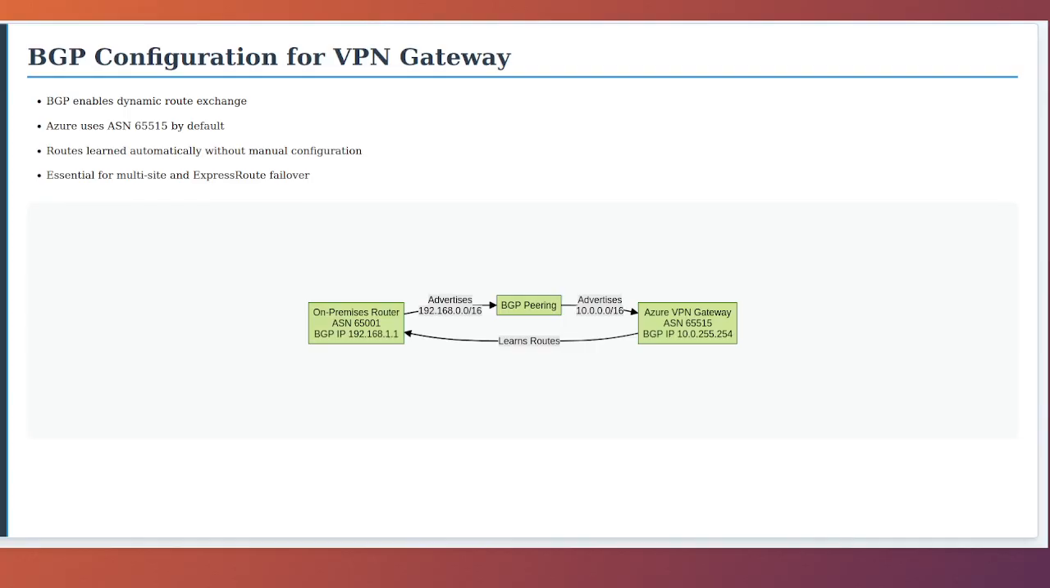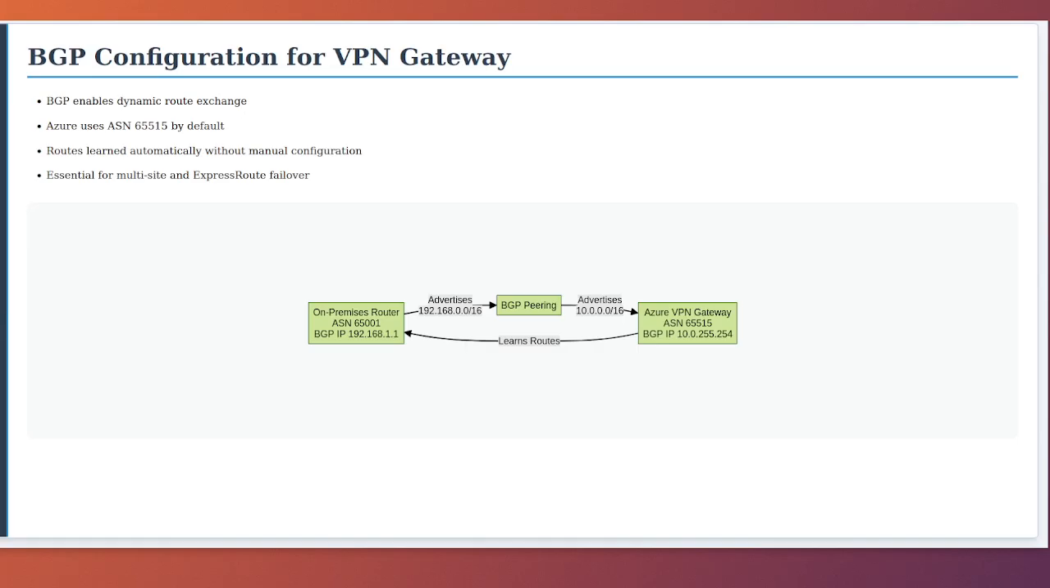BGP configuration requires several specific settings. First, the VPN gateway must have BGP enabled, which you specify during gateway creation or enable later. Second, the local network gateway must have BGP settings configured, including the on-premises BGP peer IP address and ASN. Third, the VPN connection must have BGP enabled. Finally, your on-premises VPN device must be configured to peer with Azure's BGP peer IP address using the correct ASN.